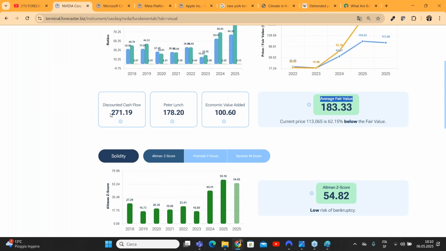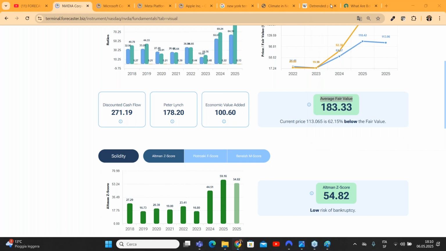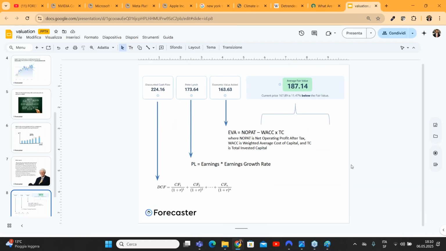We have the discounted cash flow, the Peter Lynch method, and the economic value added. Why do we use 3 different approaches and not only one? Very simple. I'll show you something. As always, we didn't invent anything regarding this type of evaluation, but these are methods that you can learn if you go to the economics university.